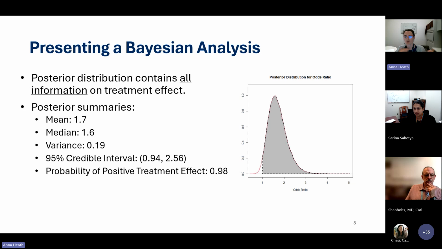Or maybe we'd want to see not just a positive treatment effect, but it being significantly greater than 1, say 1.2 or 1.5. And again, the posterior distribution can just be summarized in that way to give that information. So it's a really powerful tool to give you the output that you're interested in.